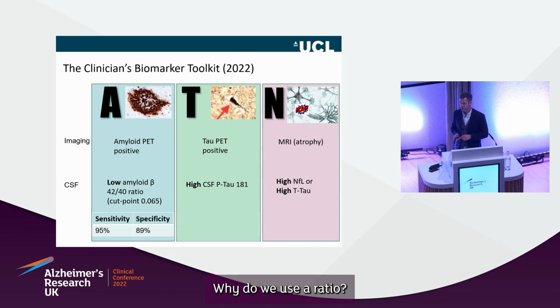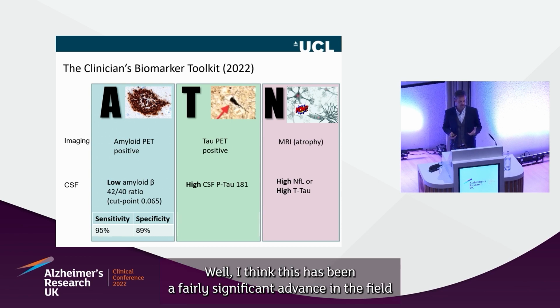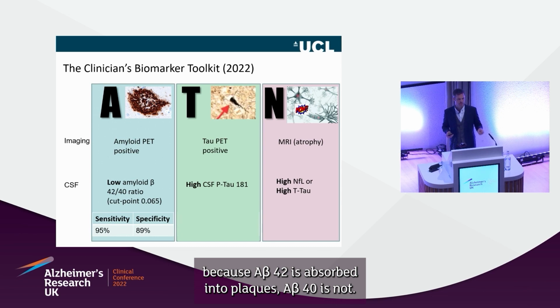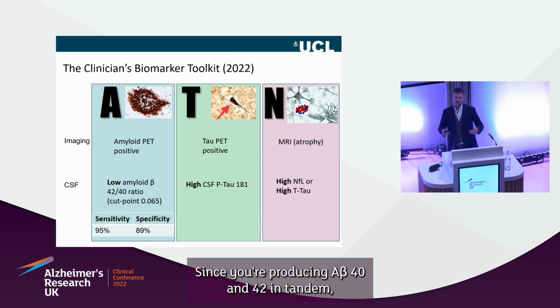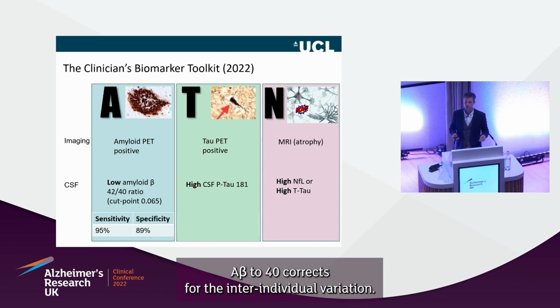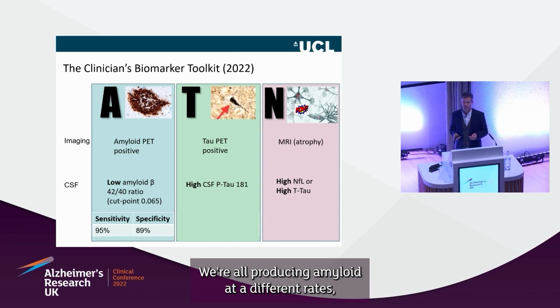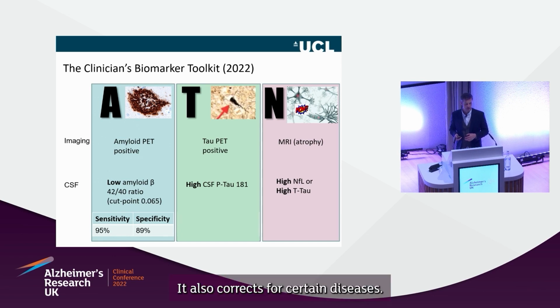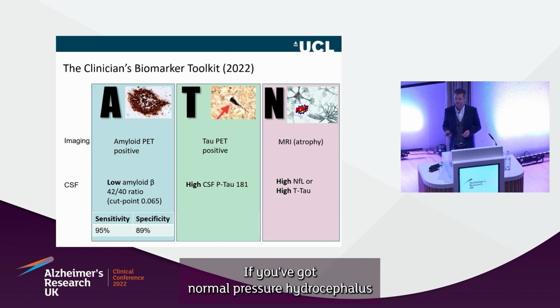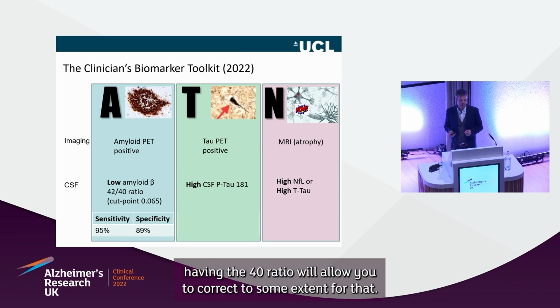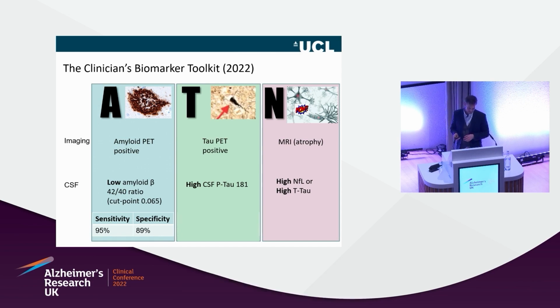Why do we use a ratio? Well, I think this has been a fairly significant advance in the field because A-beta 42 is absorbed into plaques, A-beta 40 is not. But since you're producing A-beta 40 and 42 in tandem, A-beta 40 corrects for the inter-individual variation. We're all producing amyloid at a different rate, and so this corrects for that factor. It also corrects for certain diseases. So if you've got normal pressure hydrocephalus and you've got lots of dilute CSF, having the 40 ratio will allow you to correct to some extent for that.